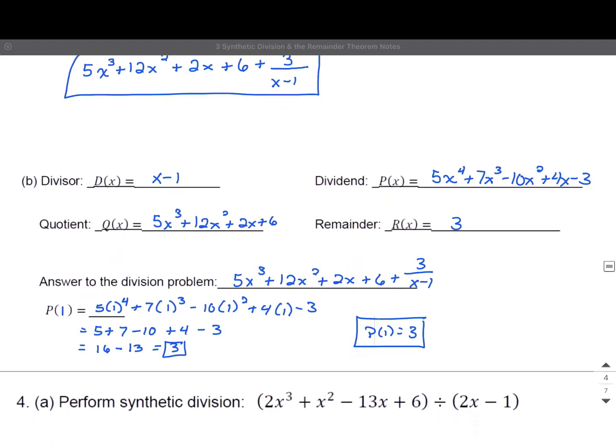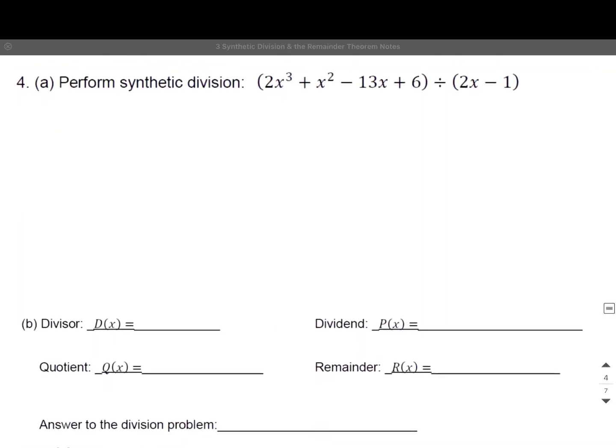Now, let's look at the next one. Here's the problem. We have a polynomial, 2x cubed plus x squared minus 13x plus 6, divided by a binomial, 2x minus 1. That leading coefficient is not 1. That's going to cause a problem for us. I usually find my students have a little easier time if I rewrite this. Since I'm going to have to do some manipulation anyway, I'm going to rewrite this division problem as a fraction. Okay with that? Because a fraction is division.